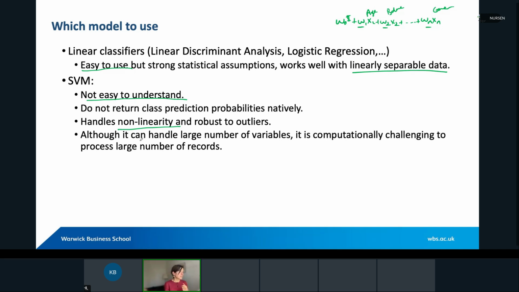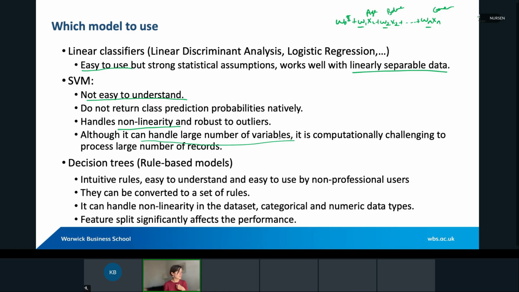It can handle a large number of variables, so you can have a data set with hundreds or, let's say, 500 features or variables, but it is quite slow when we have large data sets. So it might be computationally challenging. And in that case, sampling can help to build the SVM model.